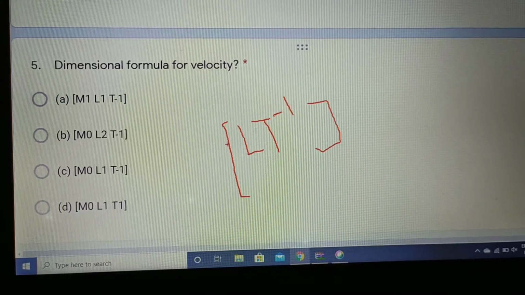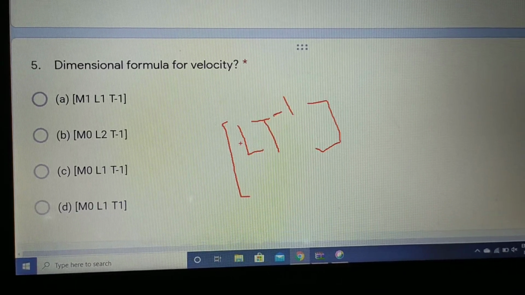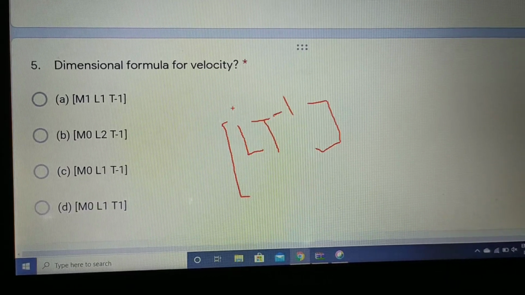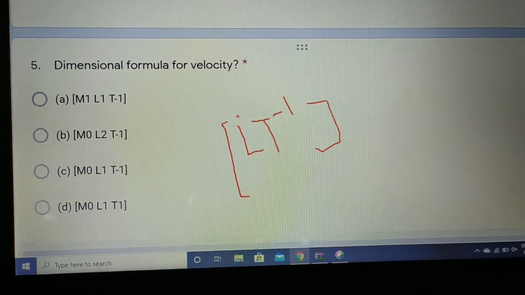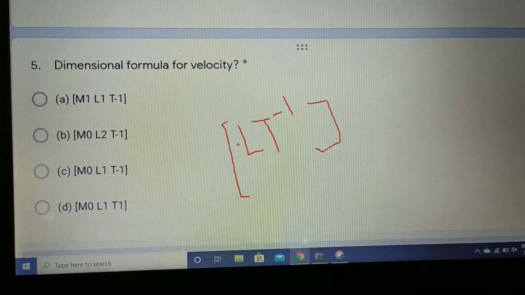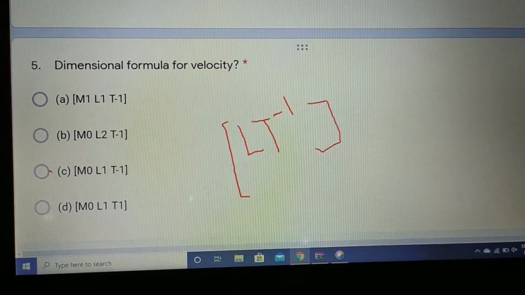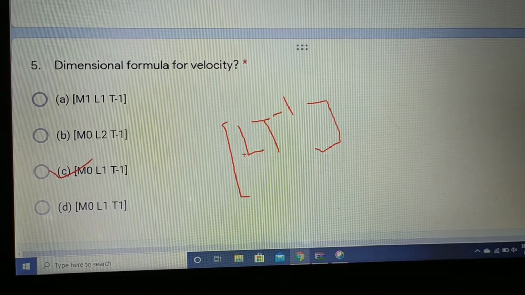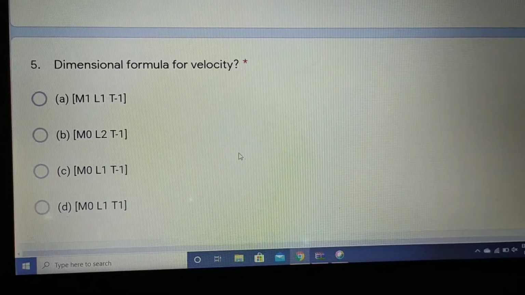If we have to write mass also in this equation, we can write M to the power 0, because something to the power 0 is always 1. So we can write it as M0 L1 T minus 1. Which one among the following is the correct answer? You can see the third option is the correct one. Now let us move to the next question.